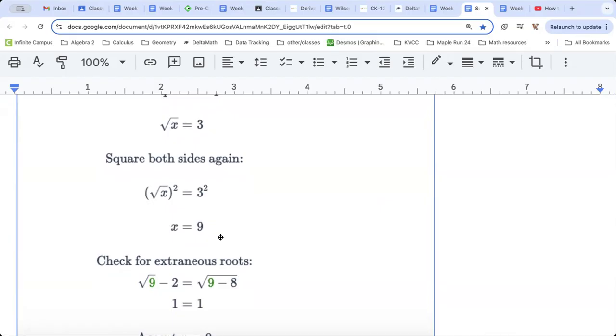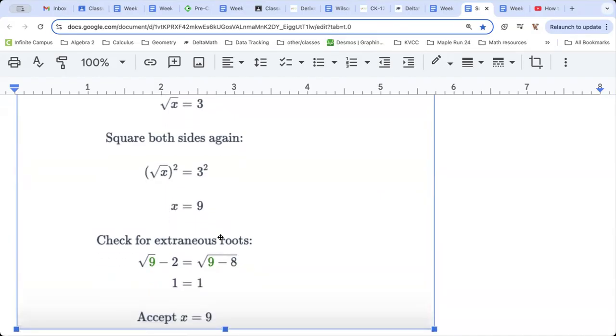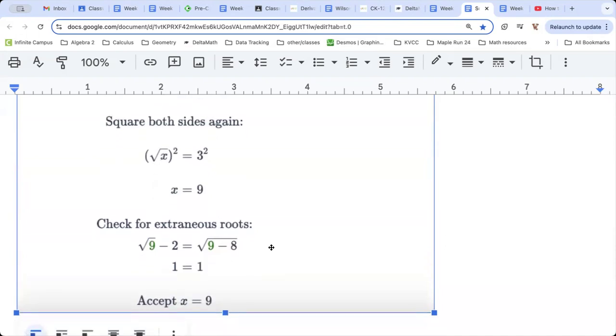Okay, so just like all the radical equations, we need to check for extraneous roots. Sometimes what you got will not work out. So let's check it out. How do we do that? We just plug this 9 for x into its original equation. The original equation was square root of x minus 2 equal to square root of x minus 8. So we substitute the 9 for x.